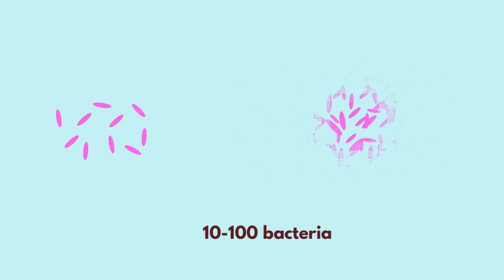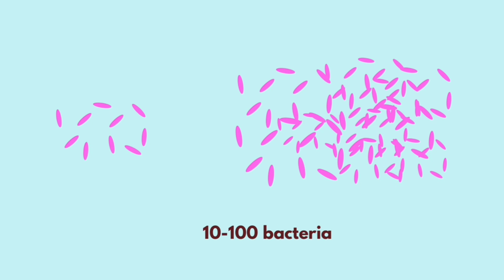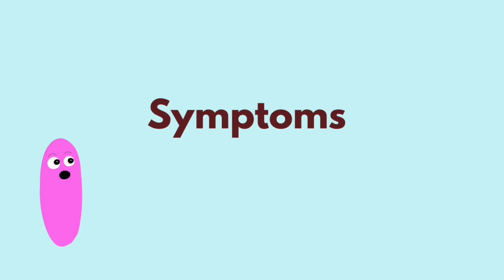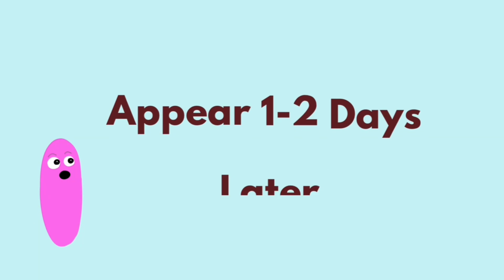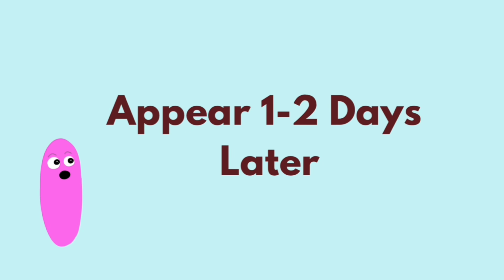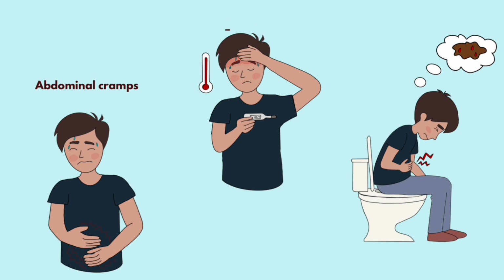A small amount of Shigella, about 10 to 100 bacteria, is enough to cause an infection, so it is considered highly contagious. Symptoms. Once you ingest the bacteria, symptoms usually appear 1 to 2 days after. Symptoms normally include abdominal cramps, fever, diarrhea that is often bloody, and people feel the need to pass stool, known as tenesmus.